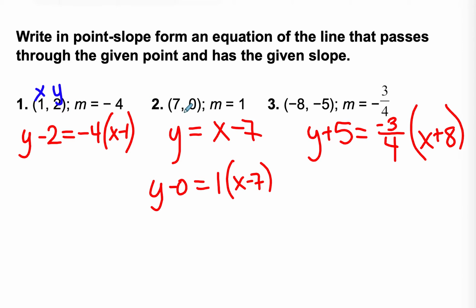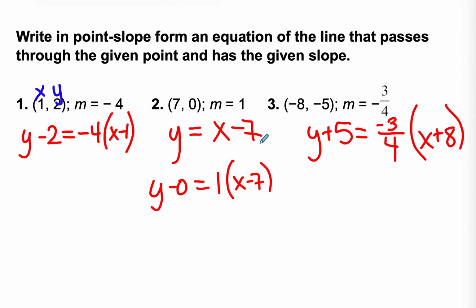All right, and this next one, you could actually write it a couple different ways. Because we have this y value as 0, we actually don't even really need to put it into the equation. If we did, it would look like this. Y minus 0 equals 1 times the quantity x minus 7.